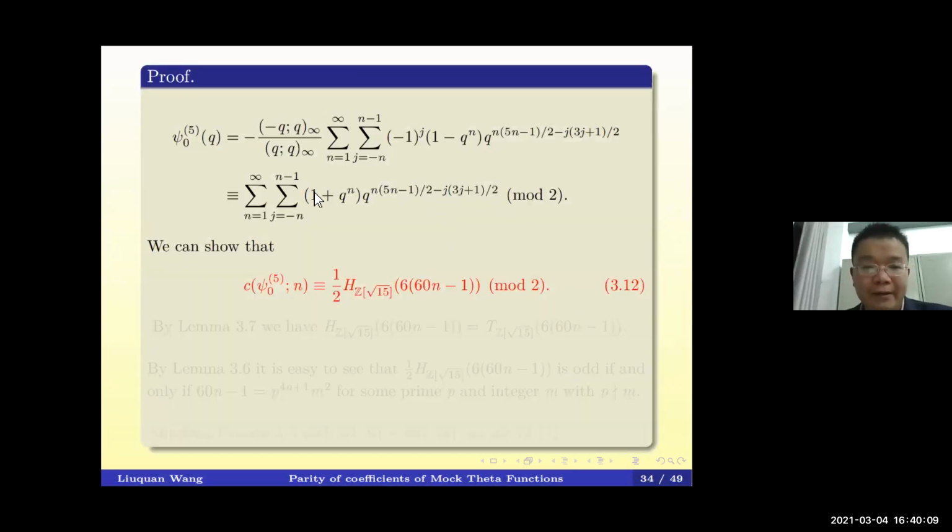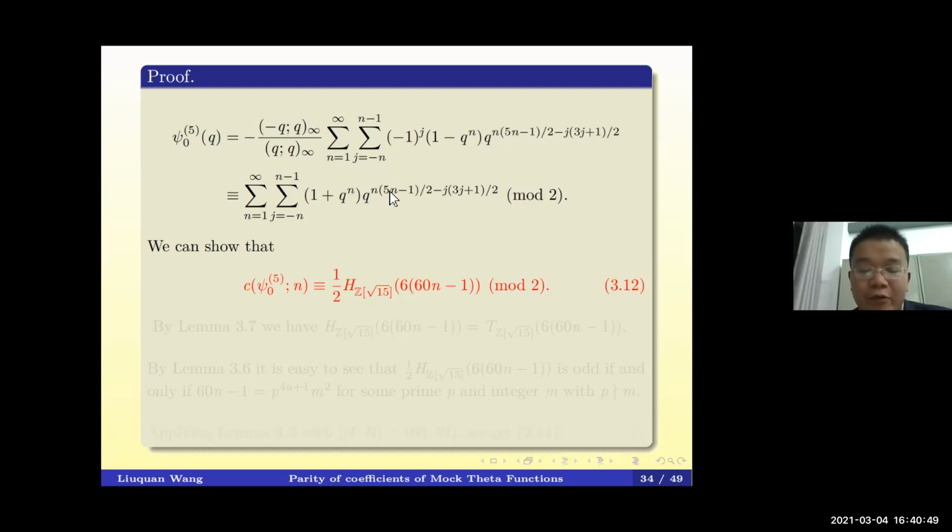The proof. If we have all the ingredients as we stated before, then the proof will not be difficult. Once again, we need the Hecke-type series representation for this function, and I think this was given by Andrews, maybe in his 1984 paper. Then we reduce modulo 2 on both sides. Again, this infinite product will be congruent to 1 modulo 2, so it goes away. And for this part, because modulo 2, minus 1 becomes 1, so we get this expression.